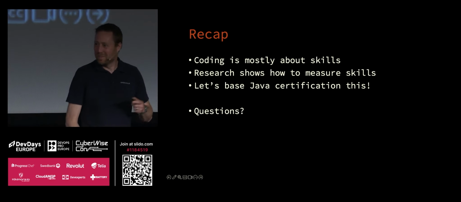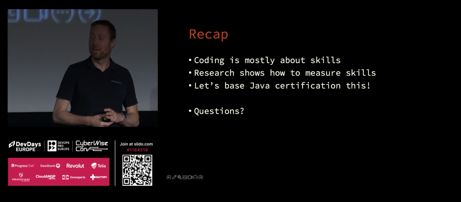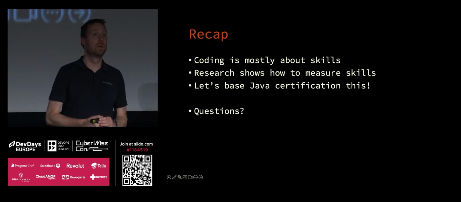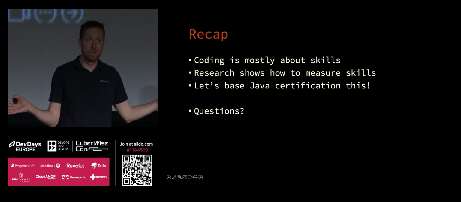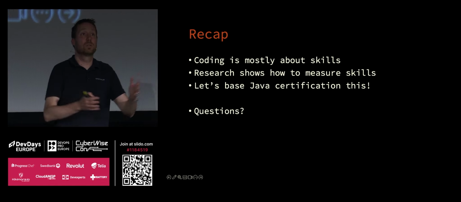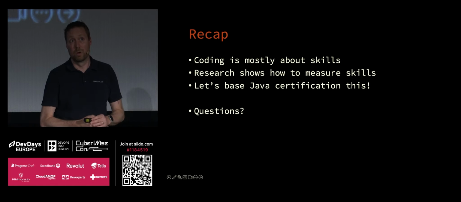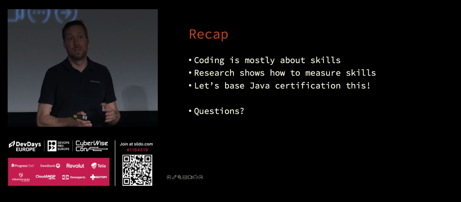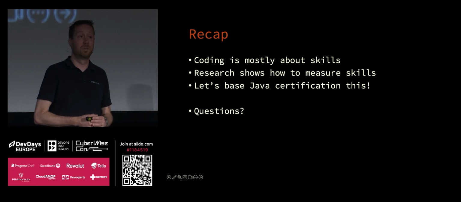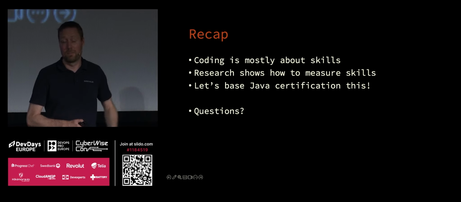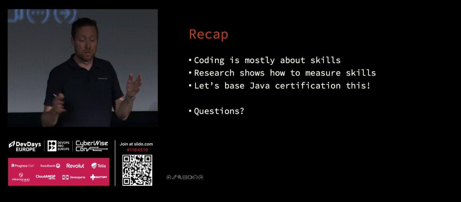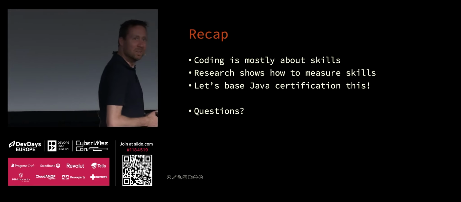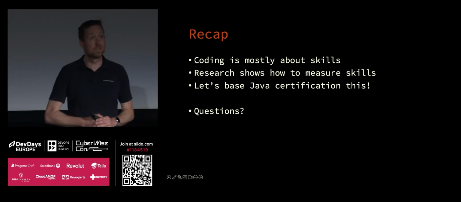Okay, this is my last slide. Small recap. Coding is mostly about skills, and research actually shows how you can measure these skills. And why not also use this for a more honest Java certification that you can reuse if you go and apply for a job somewhere, or maybe if you want to know what your skill level is and see if you progressed over time, and so on. This is it. I don't know if there are any questions.